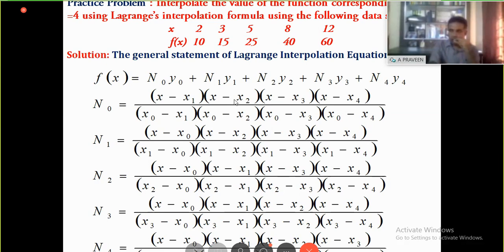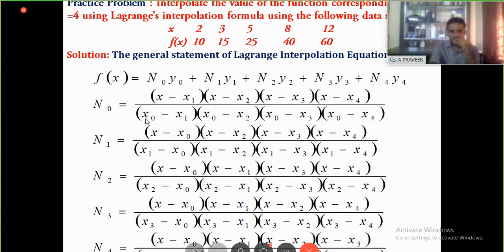Look at the numerator. Our first term is represented as (x minus x1), (x minus x2), (x minus x3), and (x minus x4). The denominator comes as (x0 minus x1), (x0 minus x2), (x0 minus x3), (x0 minus x4). If you observe closely, you should get an idea of how the Lagrange interpolation process is involved.